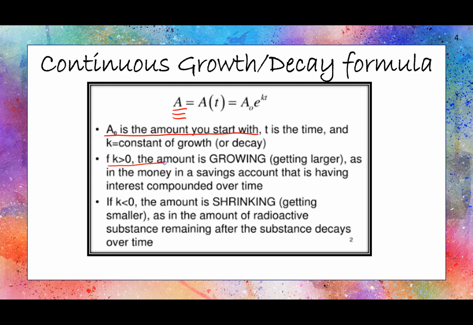Okay, if k is greater than 0, then you're going to have exponential growth. And if k is less than 0, you will have exponential decay. It will be shrinking. And again, this is the amount you have. This is the initial. This is that constant k that tells you if it's growth or decay, and t can sometimes be years or days or hours, depends on the problem.